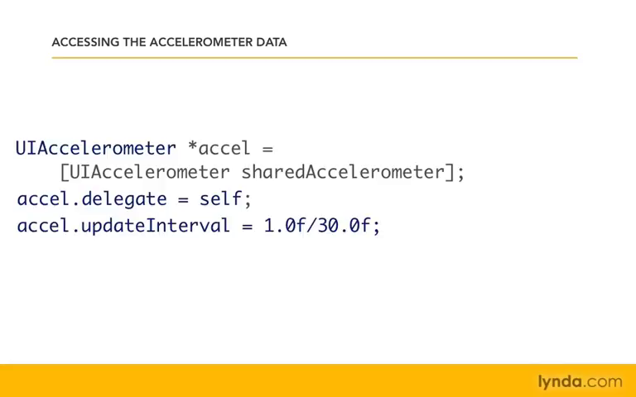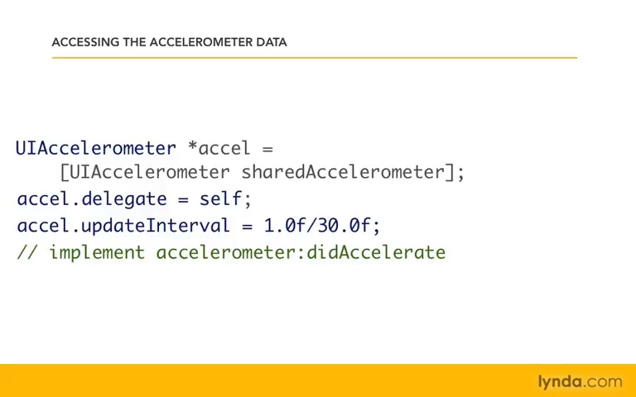You then often set the update interval for that to be, in this case, about 30 times a second, 1 divided by 30. The reason that you're doing this is to tell it how often you want to be notified of changes in the accelerometer status. You can go to smaller intervals of time if you want it to be faster, say 1 divided by 70 or 80, or you can go a little slower, say 1 divided by 10, to go for 10 times a second. And then finally, you're going to implement the accelerometer:didAccelerate: method, which is the one that will be called so that you can actually respond to changes in the accelerometer.